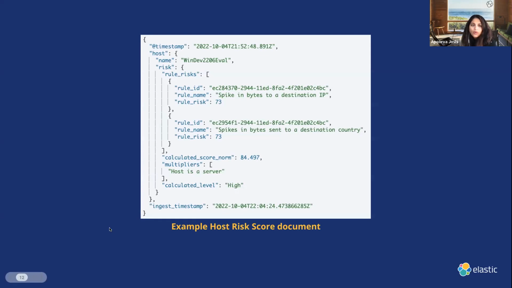Here's an example of what a risk score document looks like. So as you can see here, it has the entity name, in this case, a host, some metadata about what contributed to the risk, and finally, the risk score itself and the risk level.